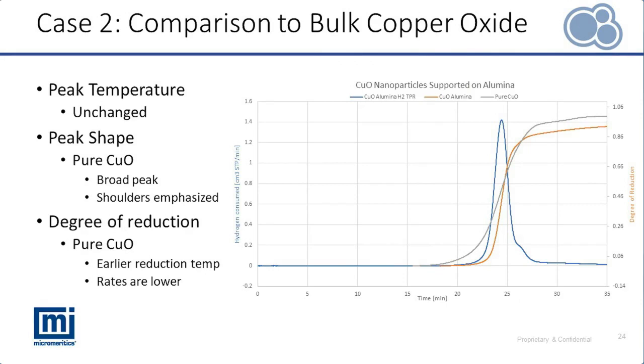If we look at the degree of reduction, the pure oxide begins reduction much earlier than the supported copper oxide. However, once reduction begins, the rate of reduction of the copper oxide on alumina is much quicker, possibly due to dispersed nanoparticles. Here, the effects of the support material is observed. The interactions with the support increases the temperature at which reduction begins.